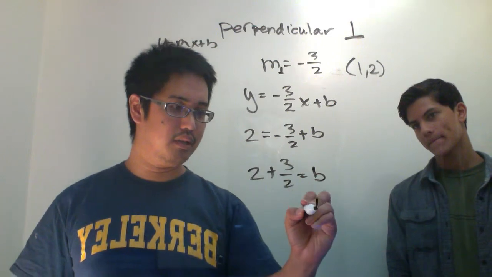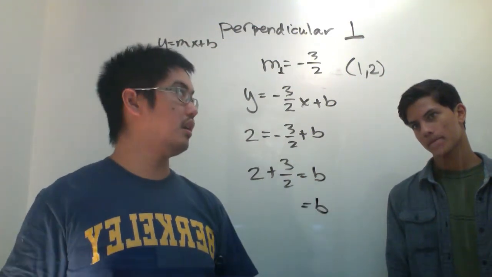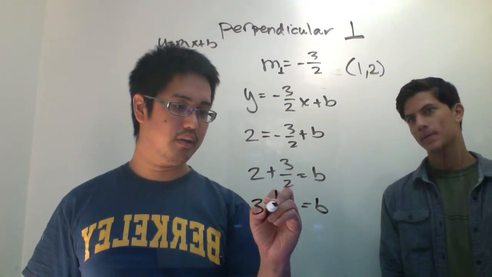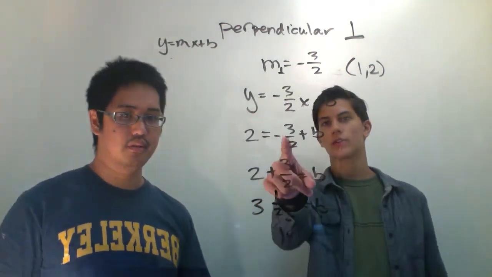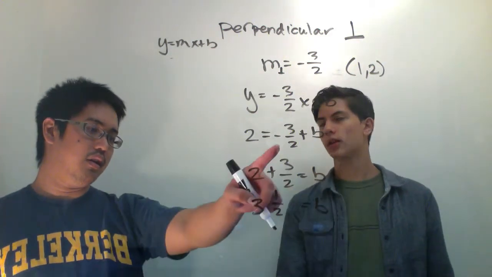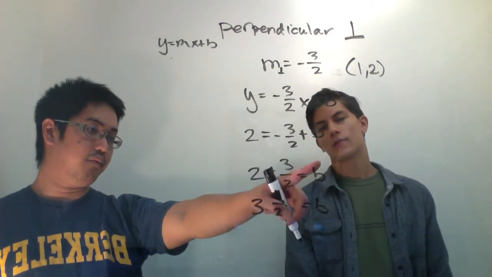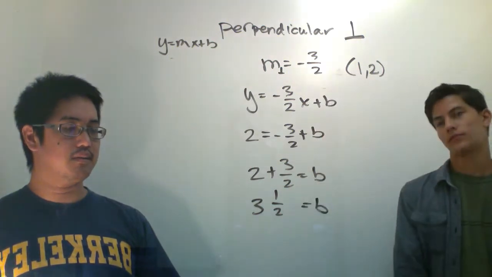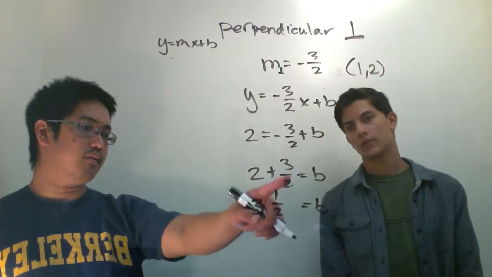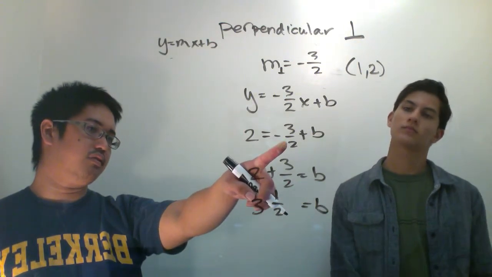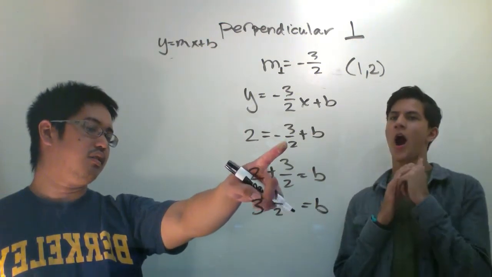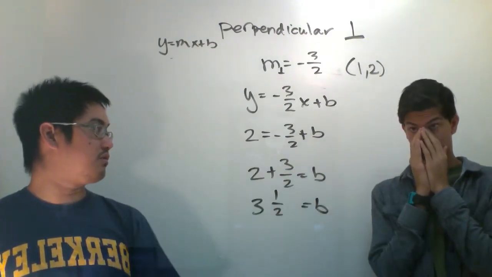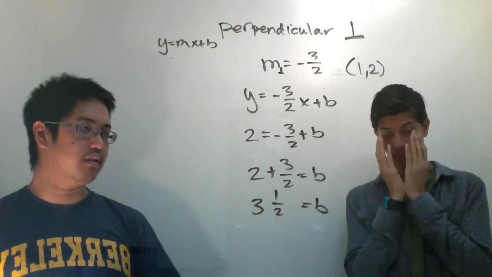So b is equal to 3 and a half. Wait, wasn't it negative? It's negative 3 halves, yes. But when I brought it over to the other side, it becomes positive 3 halves. Just like the other one, it was positive 2/3, so when I brought it over to the other side, I subtracted 2 minus 2/3. So this one I added 3 halves. So b is 3.5.